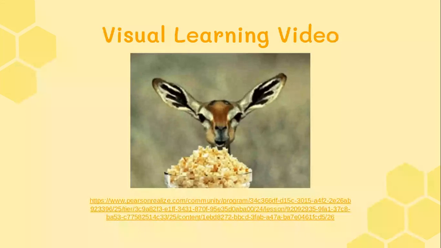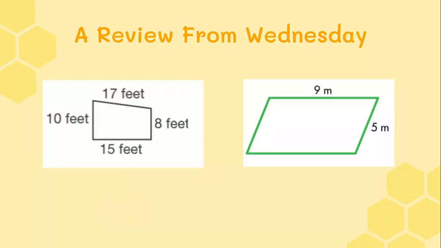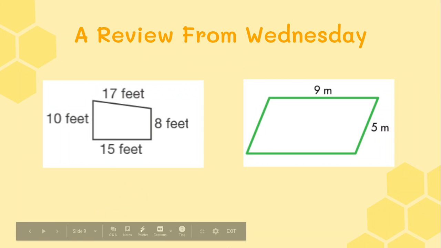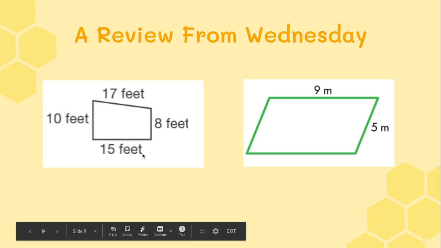Okay, so we talked about on Wednesday that yes, we can add up all the sides to find the perimeter. So let's go ahead and find the perimeter of this shape right here. So first we have 10 plus 15, that's 25, plus 8 is 33, and then plus 17, that's 50. So the perimeter of this shape is 50 feet.